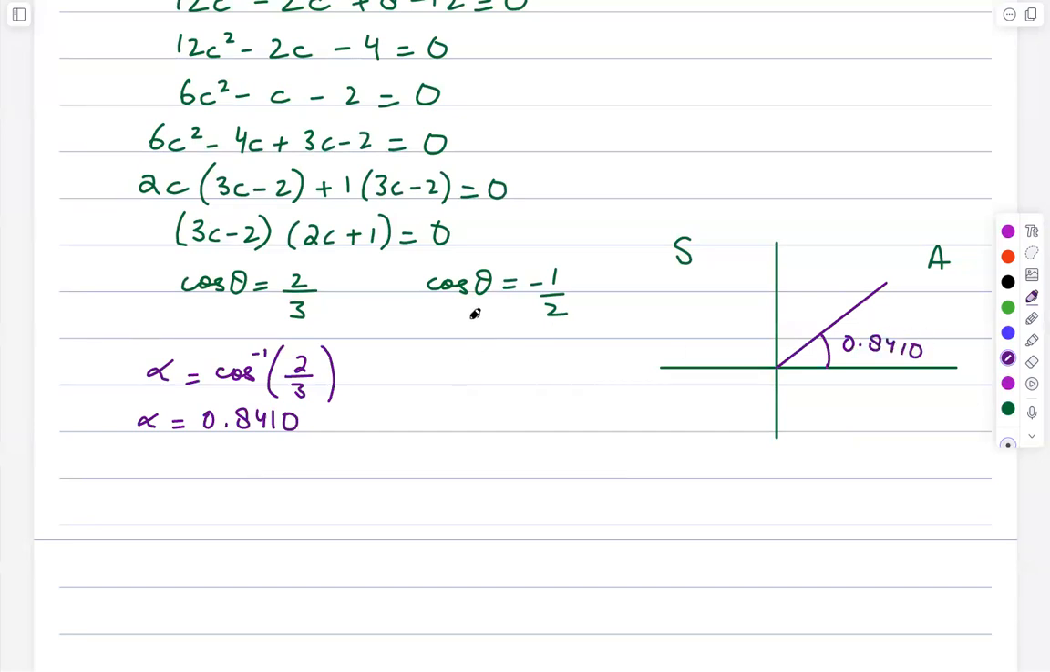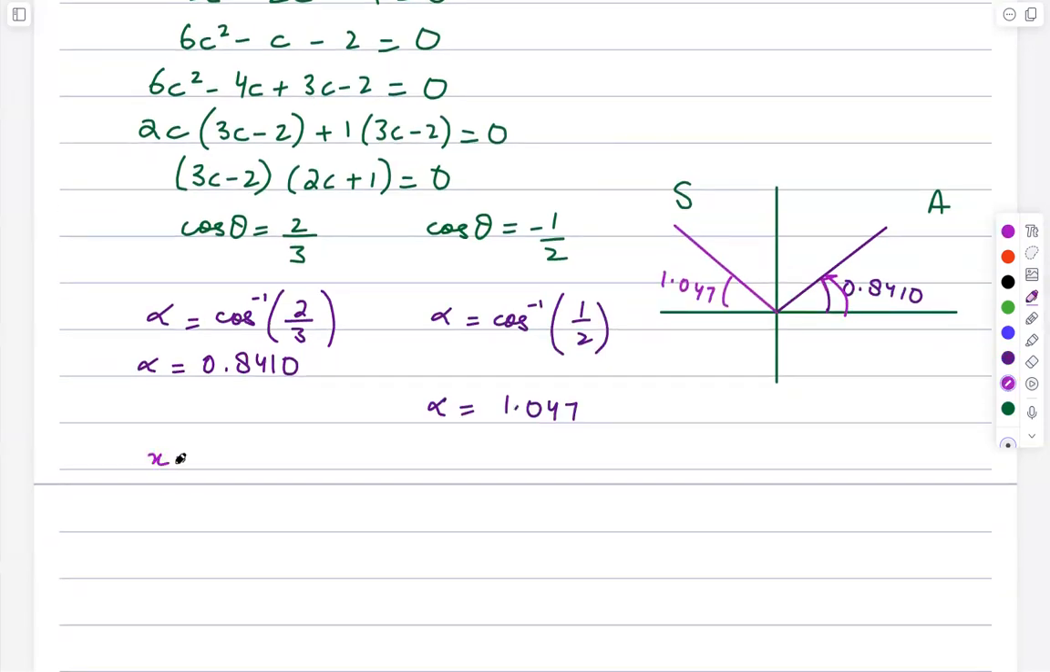And now taking cos inverse of 1 upon 2, that will equal 1.047, but we'll make this in the negative quadrant of cos, as cos is negative over here. So the first angle will be 0.8410. So we can write that x equals 0.841 to 3 significant figures.